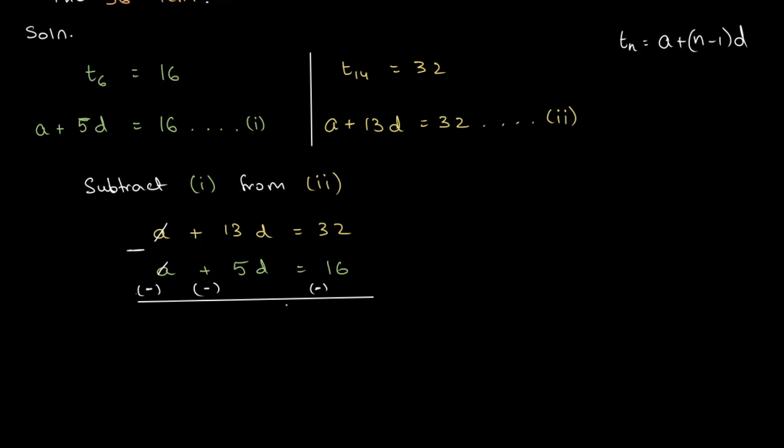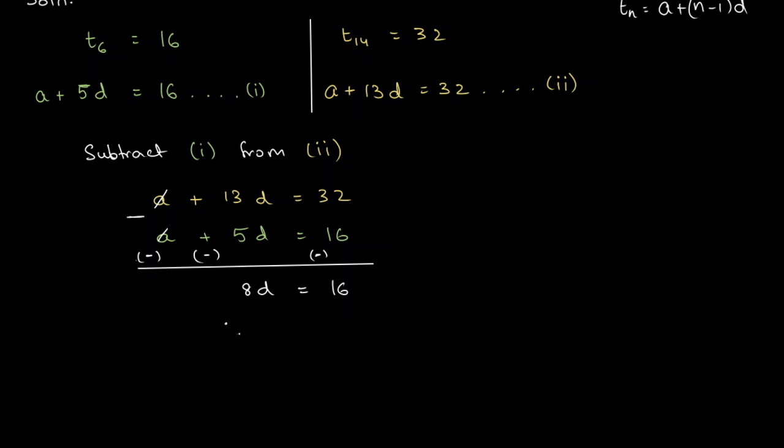13D minus 5D will give me 8D. 8D is equal to 16, right? So therefore I can say D is equal to 2, right? Now I have the value of D. I can substitute it in either of the equations and get the value of A.